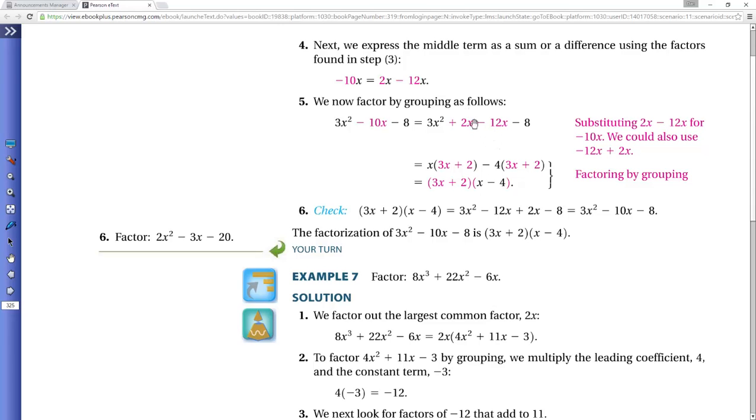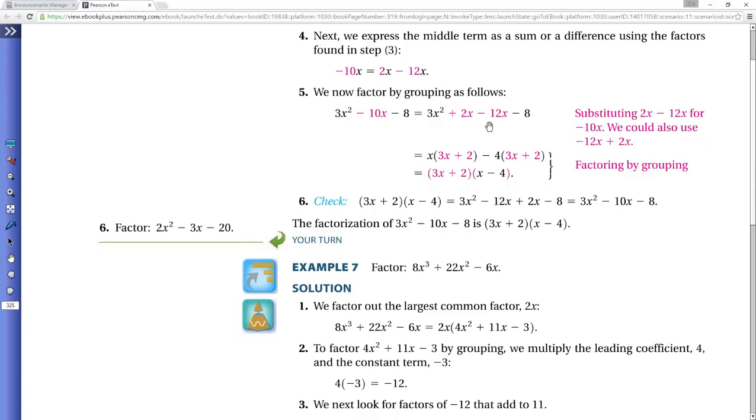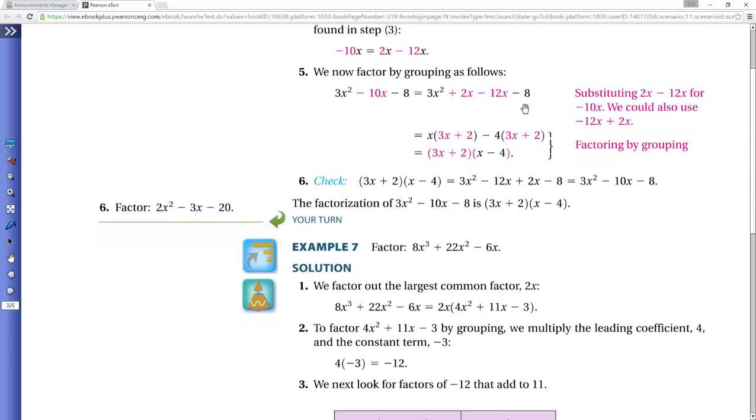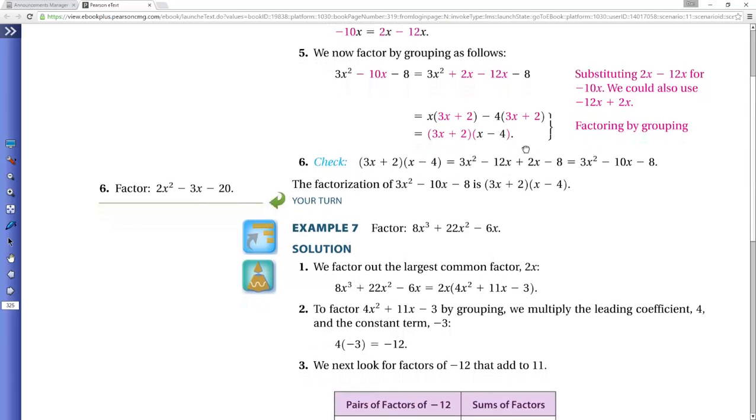So I group this 3x squared plus 2x. Well, they have a common factor of x in here, so I can factor that one. And this one is negative 12x plus negative 8. Well, I can factor out a negative 4, and I get 3x plus 2. So grabbing those middle terms in the correct way is splitting those. You know, it still adds up to negative 10x, which is our original middle term. It gives me the ability to use this grouping as a factoring strategy.